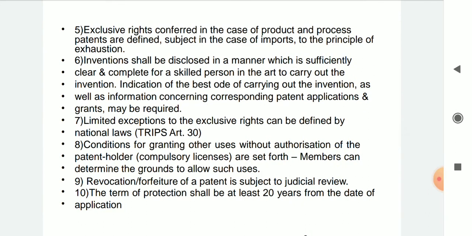Exclusive rights confirmed in the case of products and process patents are defined, subject in the case of imports to the principles of exhaustion. The invention shall be disclosed in a manner which is sufficiently clear and complete for a person skilled in the art to carry out the invention, with indication of the best mode for carrying out the invention. The limited exceptions to the exclusive rights can be defined by national laws, that is TRIPS Article 30.